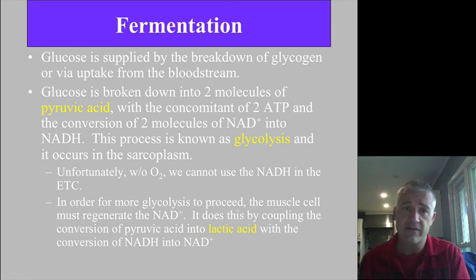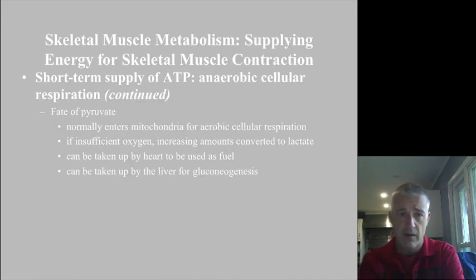But this lactic acid fermentation is what allows us to get another minute or so of activity. So this pyruvate normally would get converted to acetyl-CoA and go into the Krebs cycle. We would then take the byproducts of that and use them in the electron transport chain, using oxygen as the last acceptor, and convert that to ATP.